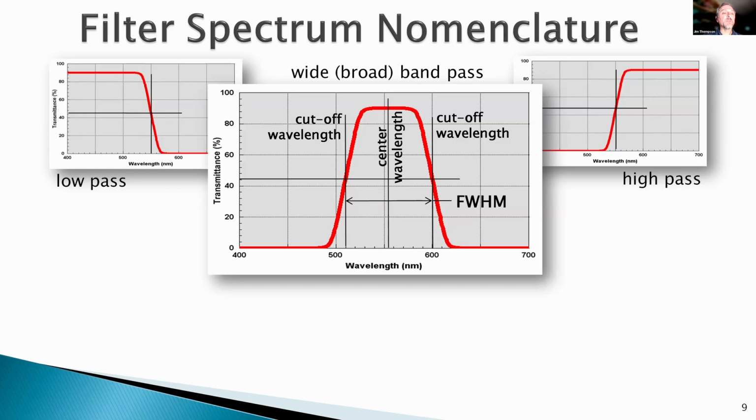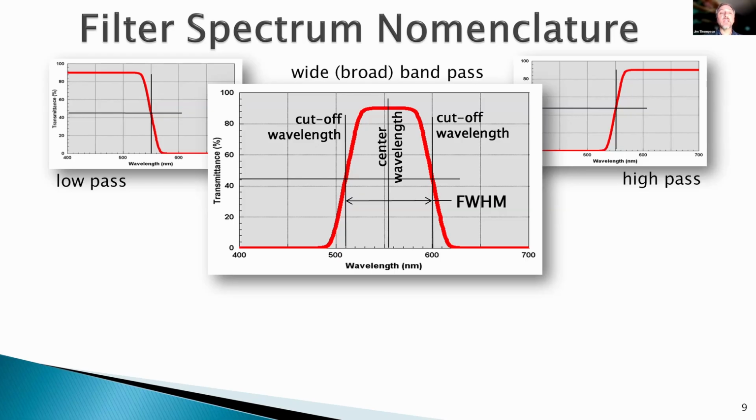The spectrum type is defined by its center wavelength and its bandwidth, also referred to as its full width half maximum. The full width half maximum is literally the wavelength width from one side of the band to the other, with the cutoff wavelengths placed where the transmission value is half the band's maximum.